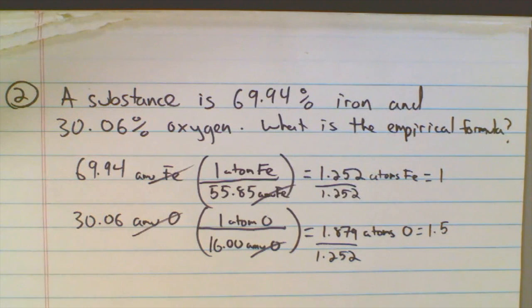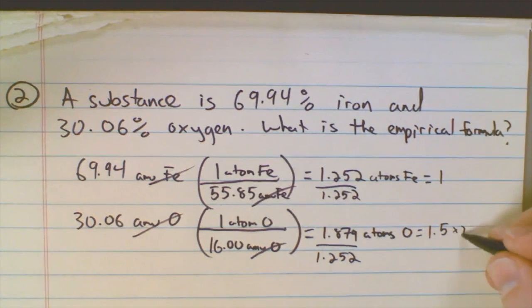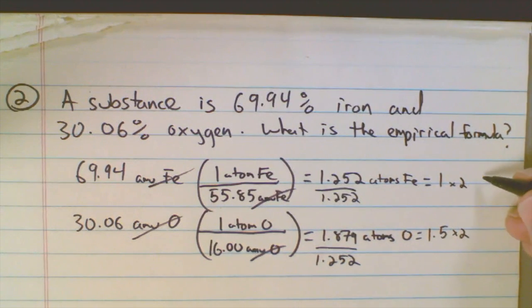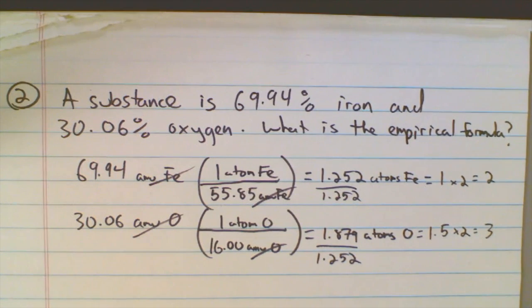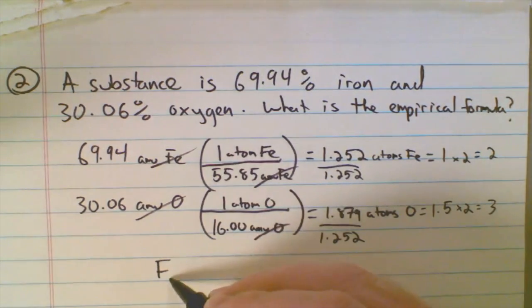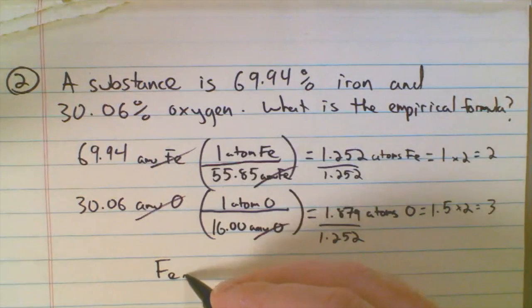Yeah, we multiply them by 2. We want to get these things to be whole numbers. So the easiest way to get 1.5 to be a whole number is we multiply by 2. These things have to be whole numbers. And what you do to one, you have to do to the other. So we get a 2 for iron and a 3 for oxygen. Therefore, the formula for this compound is Fe2O3.